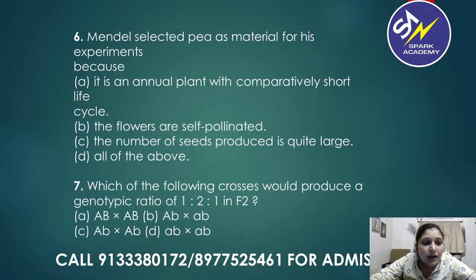Now, sixth one. Mendel selected pea as a material for his experiment. Why did he select the pea plant? I have told you it is important. Because it is an annual plant with a comparatively short life cycle. The flowers are self-pollinated. The number of seeds produced is quite large. Or all of the above. Which of these is the correct reason, or are all three correct? Sixth question. Pea plant, why was it selected?